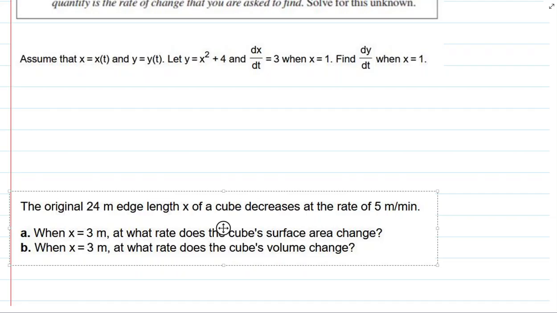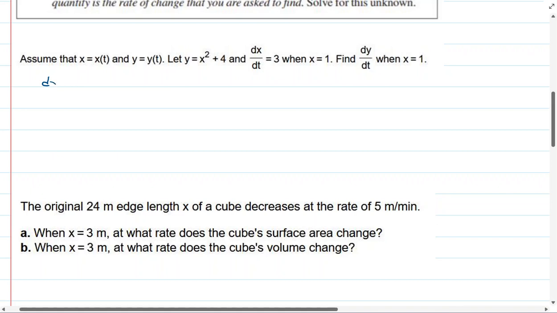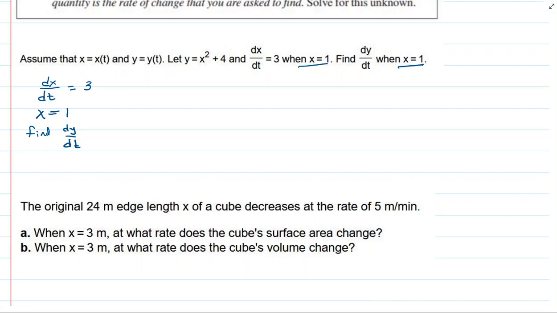So we have a function y equals x squared plus 4. And dx/dt equals 3 when x equals 1. And we want to find dy/dt when x is 1. The importance here is timing, at that time. Does everybody understand? At that time when x is 1.